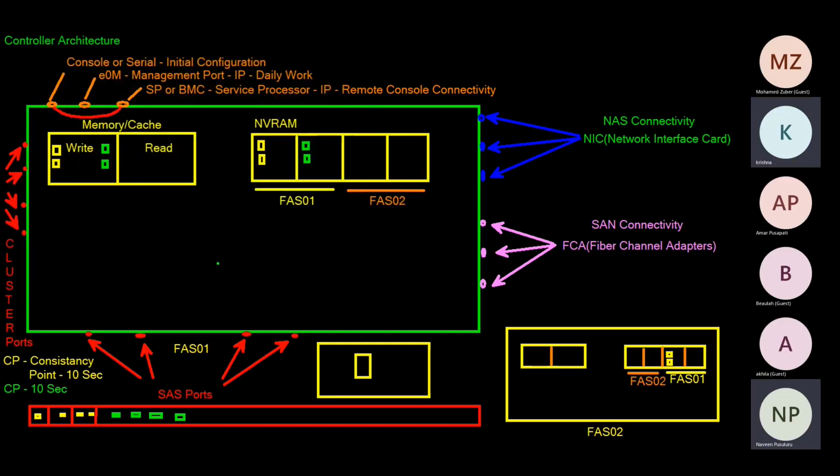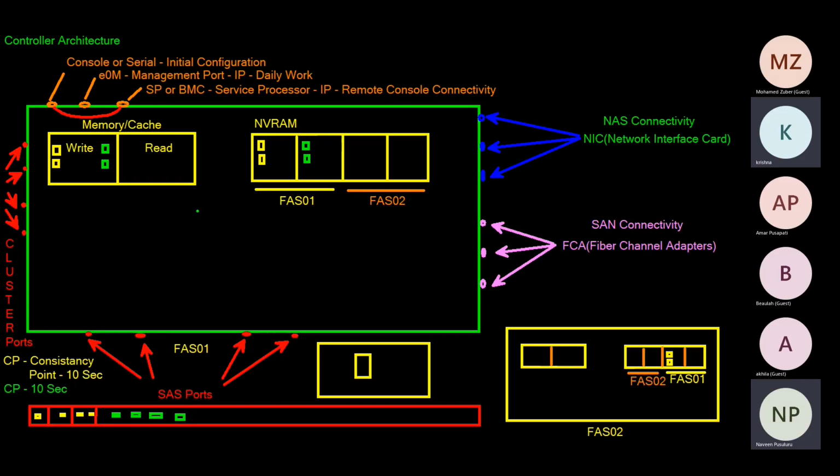Yeah, from the consistency point, can you repeat one more time? Up to NVRAM and everything is fine. From there you convert it, like SAS, that's fine. SAS is also good for me.